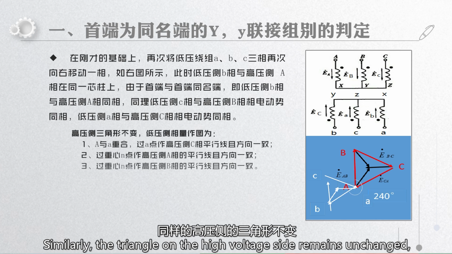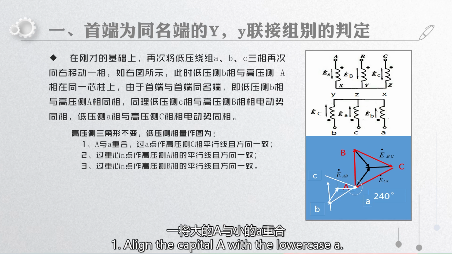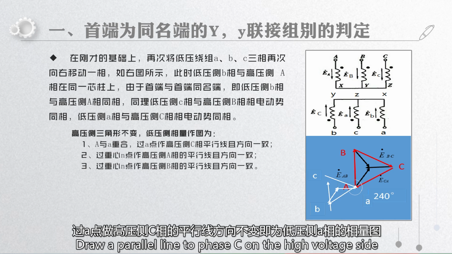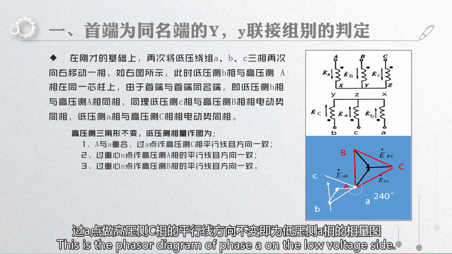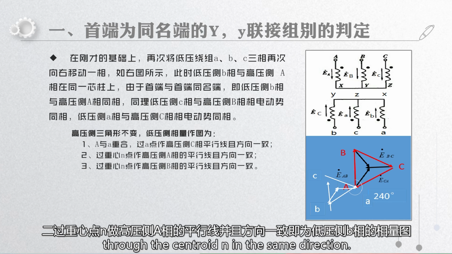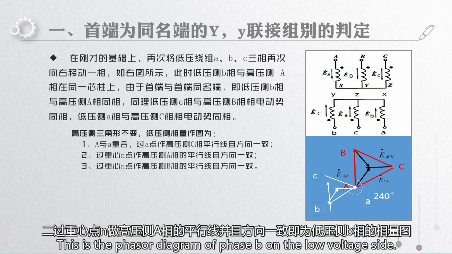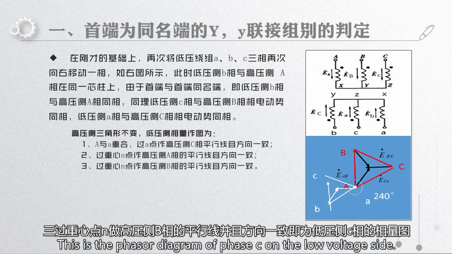Similarly, the triangle on the high voltage side remains unchanged, and the phase electromotive forces on the low voltage side are drawn as follows. 1. Align the capital A with the lowercase a. Draw a parallel line to phase C on the high voltage side through point A in the same direction. This is a phasor diagram of phase A on the low voltage side. 2. Draw a parallel line to phase A on the high voltage side through the centroid N in the same direction. This is a phasor diagram of phase B on the low voltage side. 3. Draw a parallel line to phase B on the high voltage side through the centroid N in the same direction. This is a phasor diagram of phase C on the low voltage side.